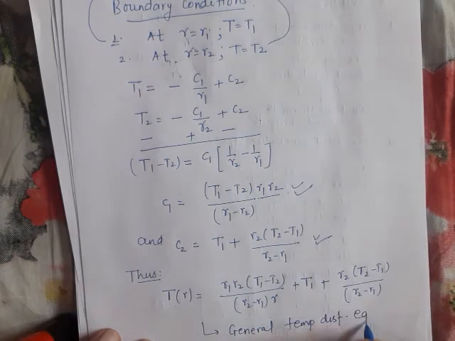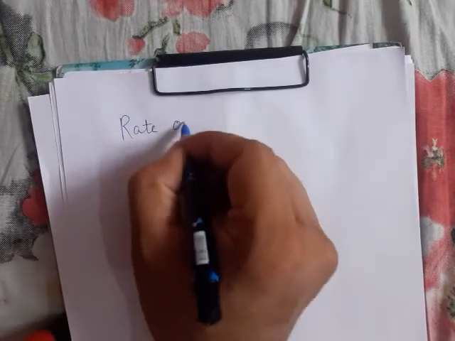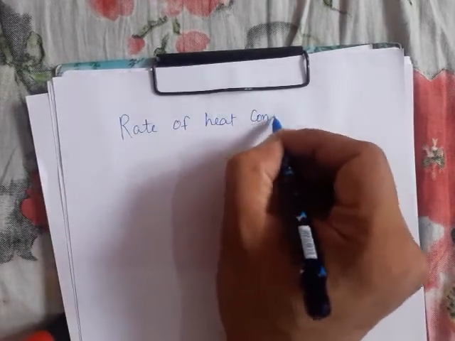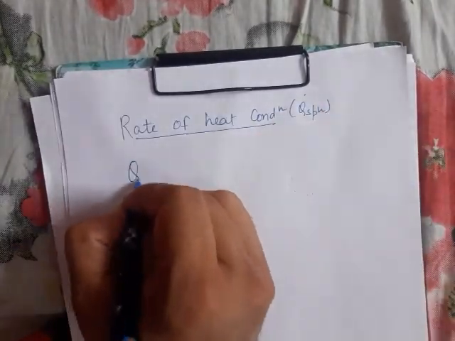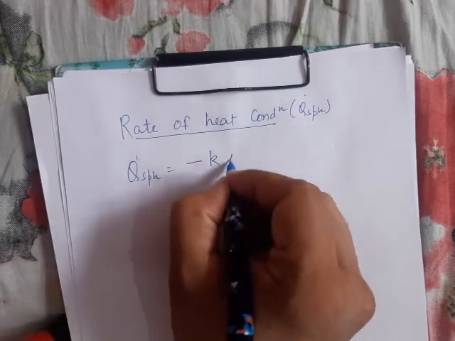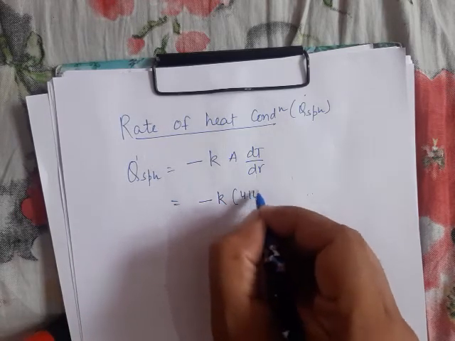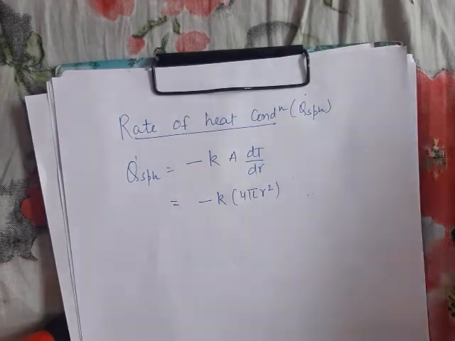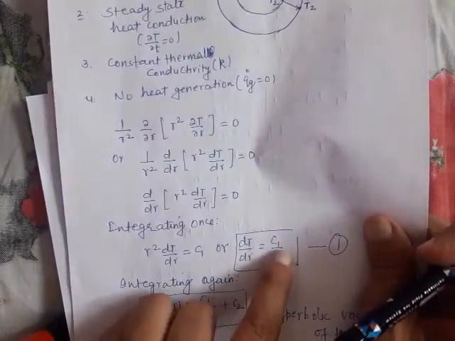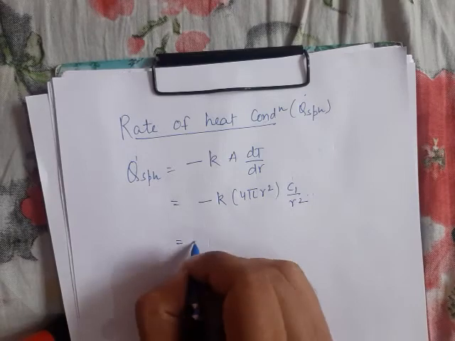Likewise, same as what we have done in the earlier cases, we need to calculate the rate of heat conduction in this case as well. The rate of heat conduction through the sphere, Q sphere, is given by minus K A dT/dr. The area of any face of the sphere, the surface area, can be written as 4 pi r squared, and dT/dr we have calculated as C1 upon r squared. Now put the value of C1 over here.